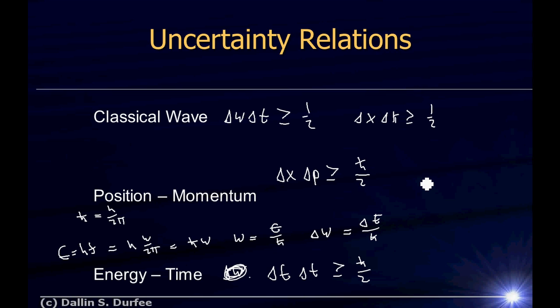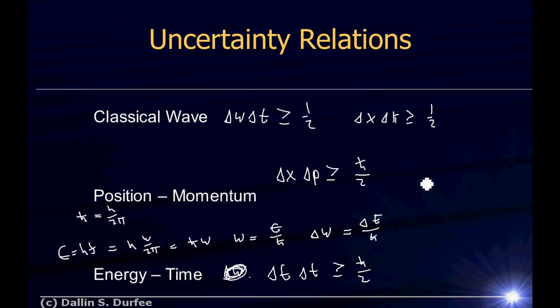If I want to know exactly where an electron is, I can't know anything about how fast it's moving. If I want to know exactly how fast it's moving, I can't tell you anything about where it is. And it's not because you're not making good measurements. Even in theory, you cannot measure the position and velocity of a particle simultaneously with arbitrary precision.